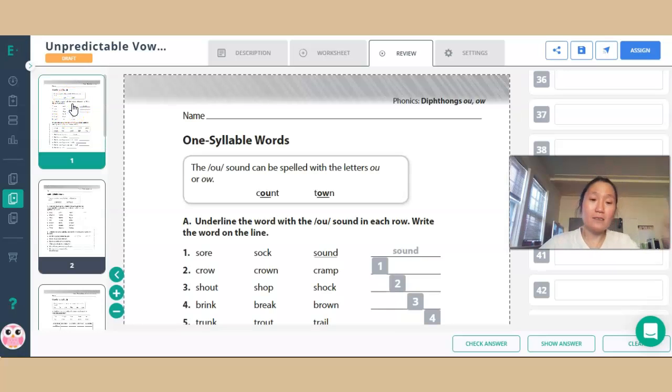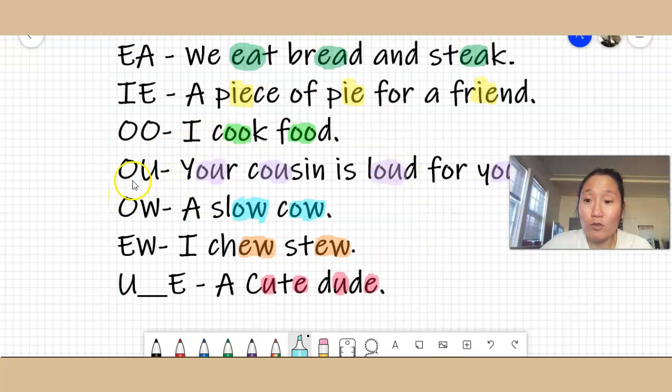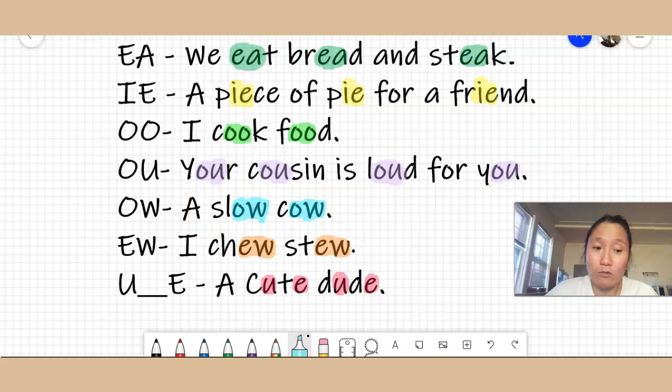All right, so let's get started on what we need to do here. The first one we're going to look at is the diphthongs, the vowel teams OU and OW. Now, if you remember correctly, the OW and OU can have several different sounds depending on the word. And I have these little sayings to help you remember what sounds OU and OW make. So the OU can make a sound from the saying: your cousin is loud for you. So now let's take a look at what that really means.